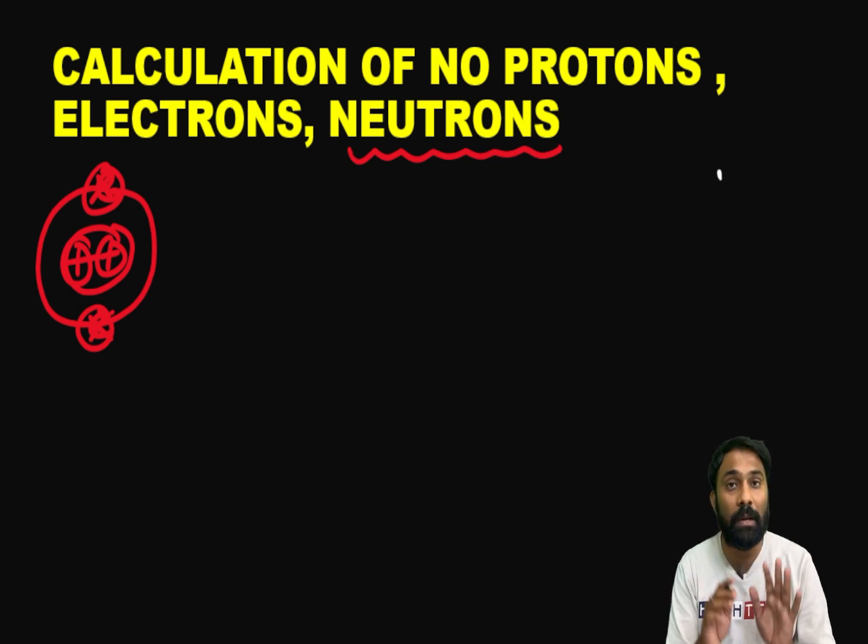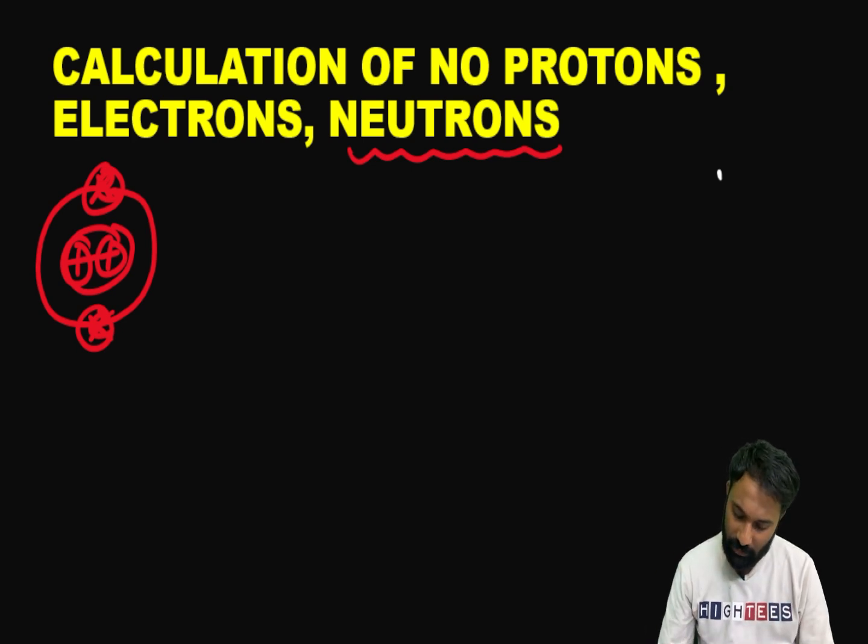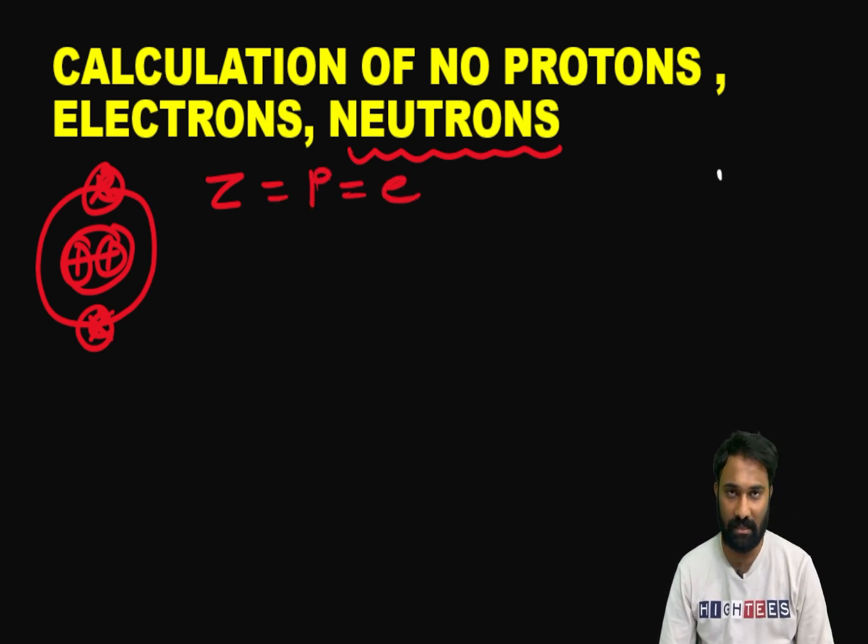That's the reason, to make the atom neutral, what do we have to make? How many protons are there, that many electrons should be there. Now here, can I say the atomic number Z will be equal to the number of protons? However many protons are there, that will be equal to its electrons. This is clear.